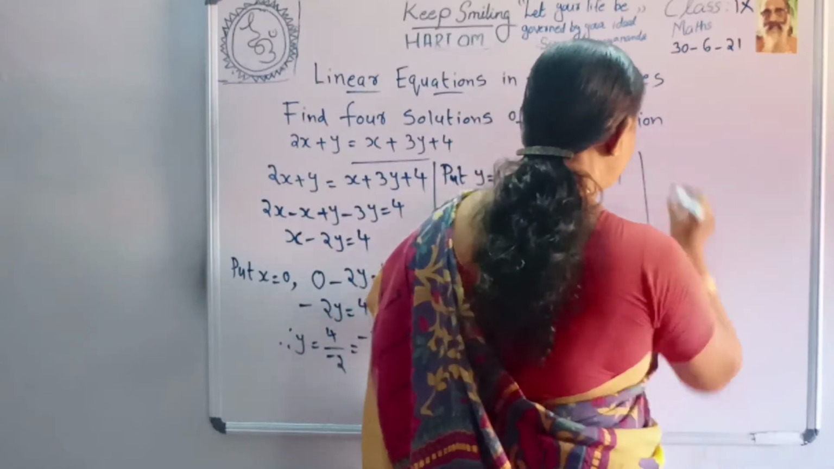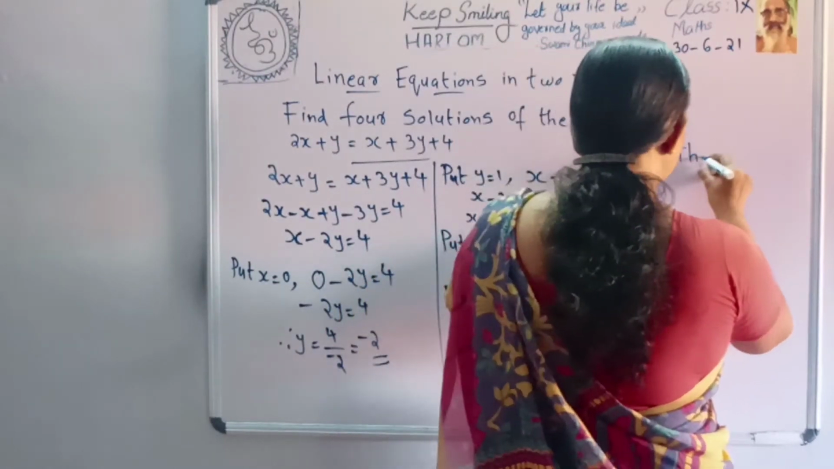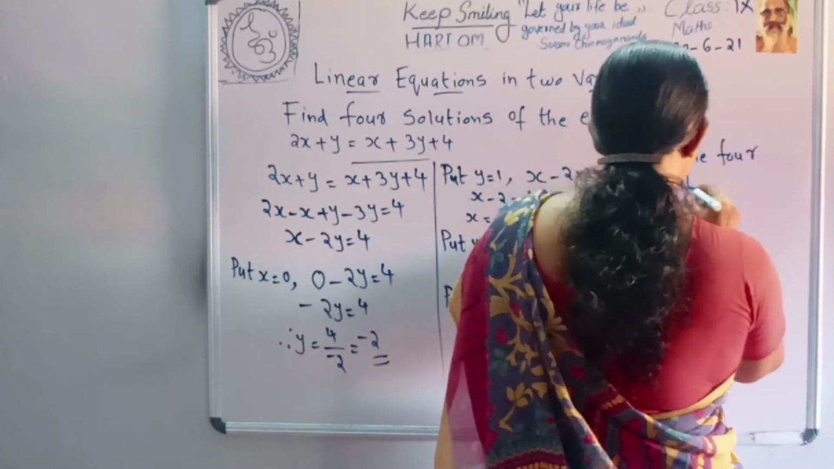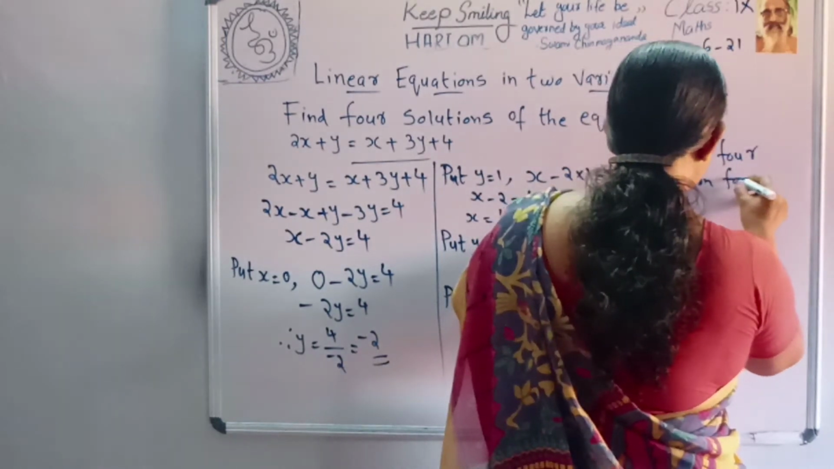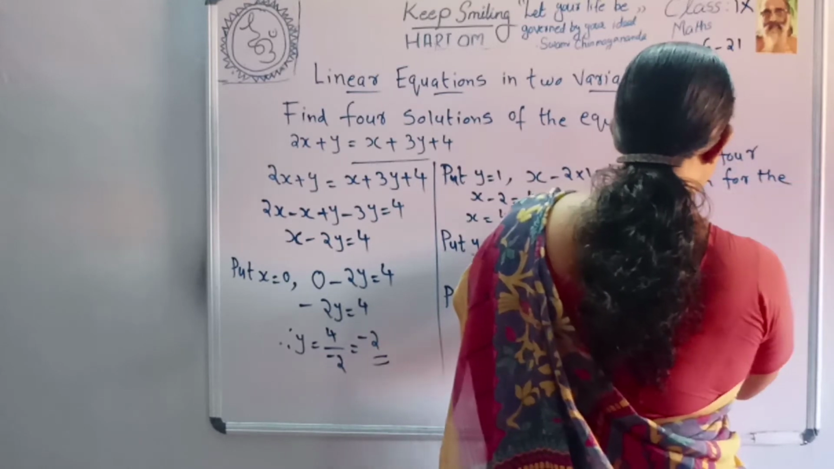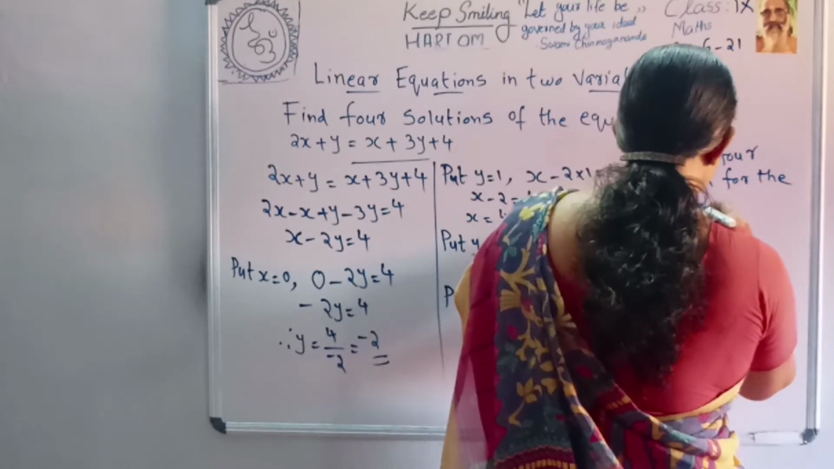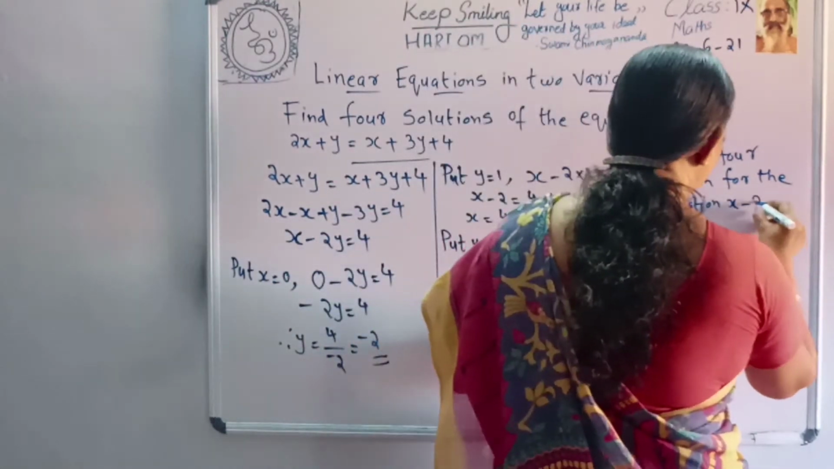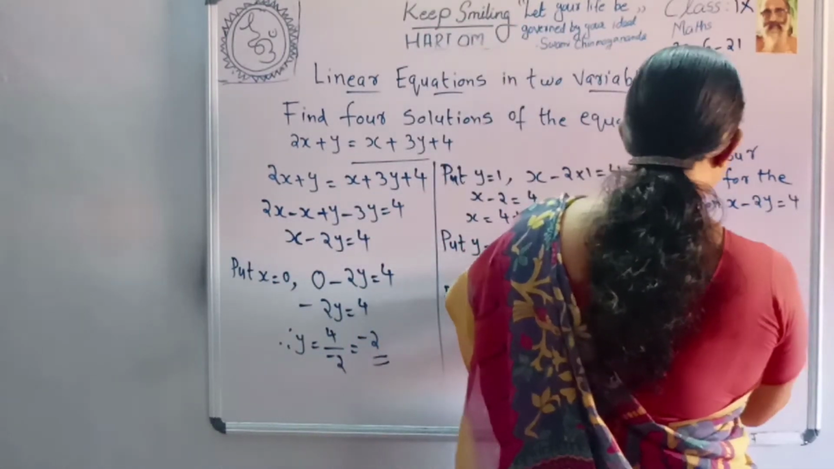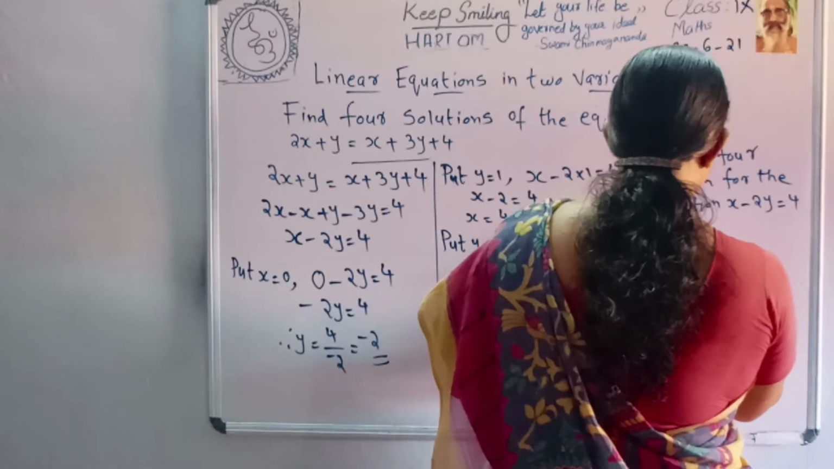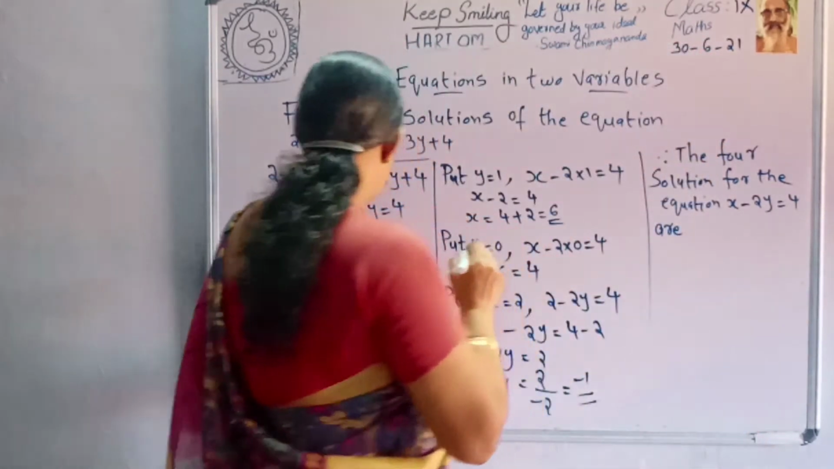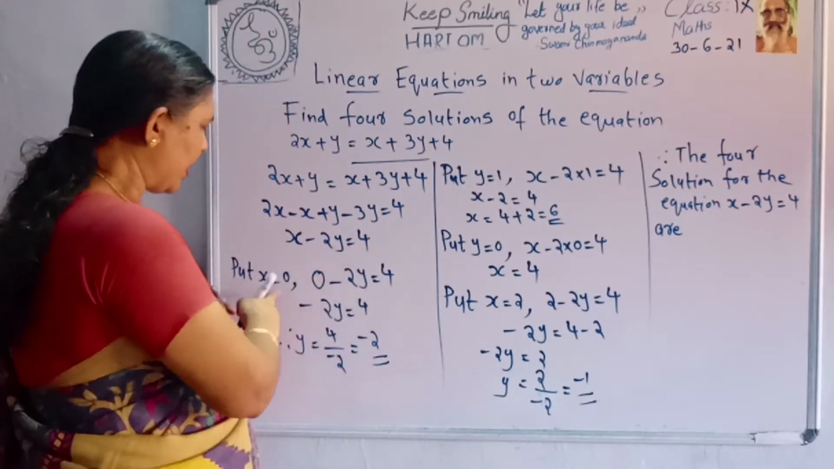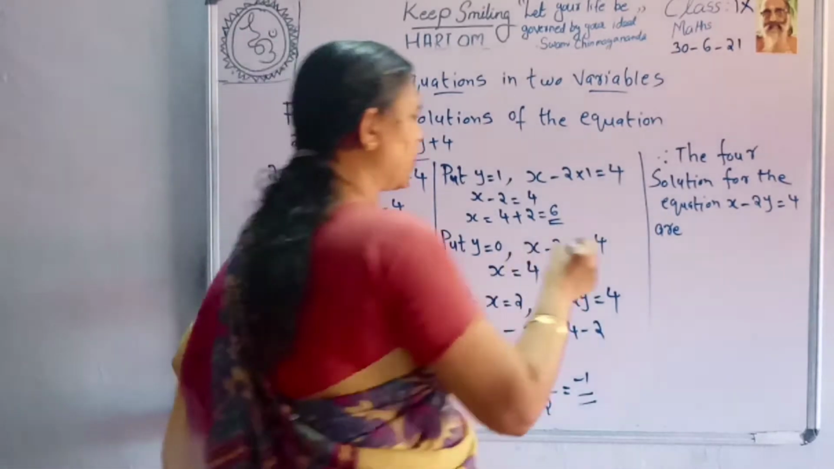Therefore, the four solutions for the equation x minus 2y is equal to 4. What is the first solution? x is equal to 0 and y is equal to minus 2. We write the x value first, that is 0, minus 2.